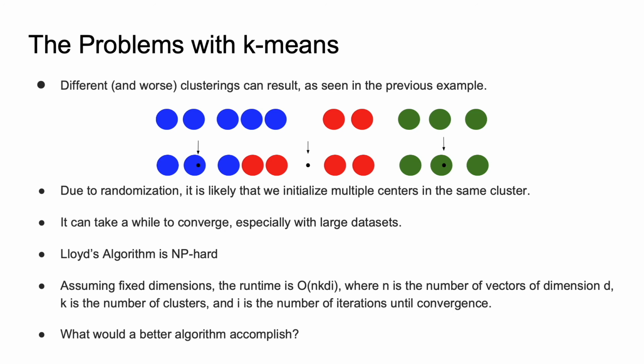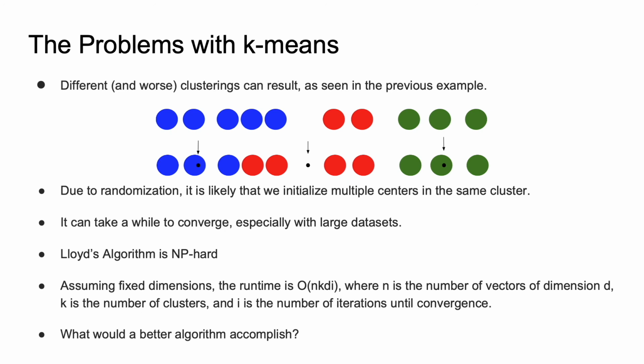Larger datasets can also be a problem in another way. Specifically, they can take a really long time to converge with the k-means algorithm, and Lloyd's algorithm is NP-hard. We do not know when it will converge. Although it will eventually converge, it can be computationally difficult. But what if we did know how many iterations it took to converge? We can represent that variable as I iterations. In this case, assuming the dimensions are fixed, we get a runtime of O(nkdI), where n is the number of vectors of dimension d, k is the number of clusters, and as said before, I is the number of iterations until convergence.